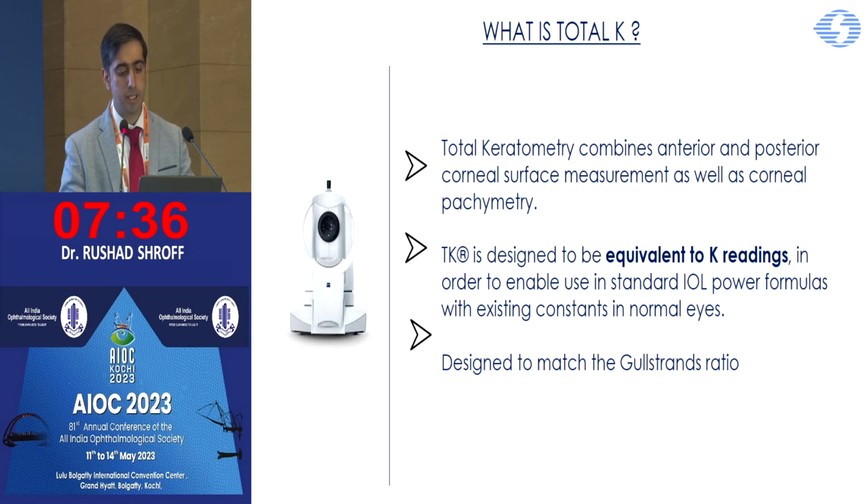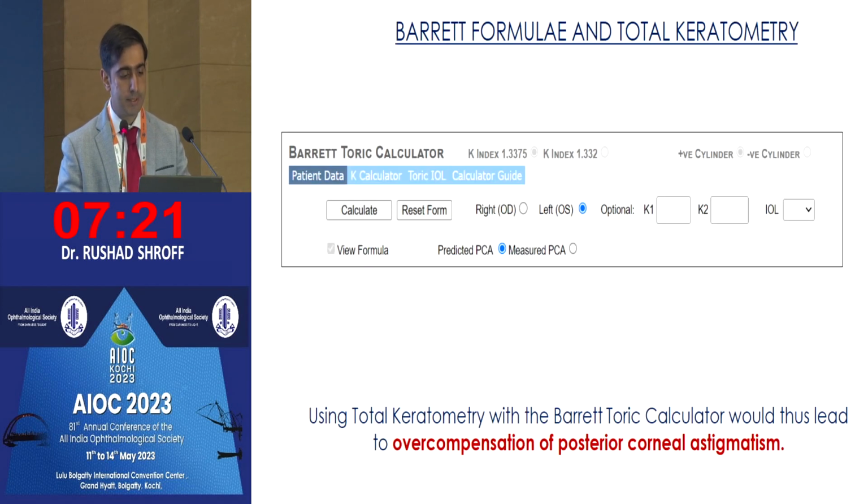So total keratometry combines the anterior and posterior corneal surface measurement as well as corneal pachymetry. TK is designed to be equivalent to K readings and therefore can be used in standard IOL power formulas with existing constants in normal eyes, and it's designed to match the Gullstrand ratio. So this is the Barrett toric calculator. You can see that the predicted PCA and the measured PCA, you can select either of these two modes. Using total keratometry with the predicted PCA would tend to give you overcompensation of the posterior corneal astigmatism, and this is practically something that one should avoid while doing IOL power calculation for toric IOLs using this formula.